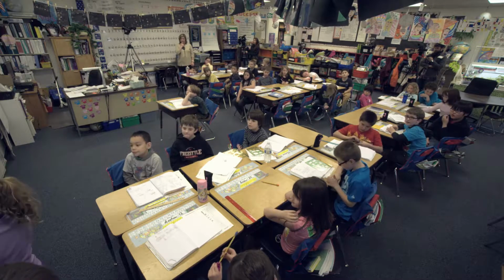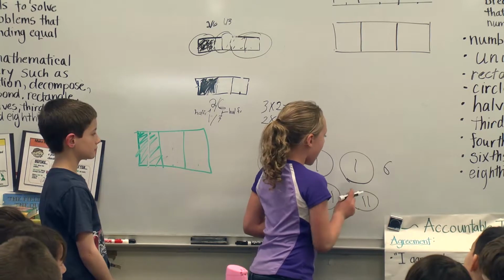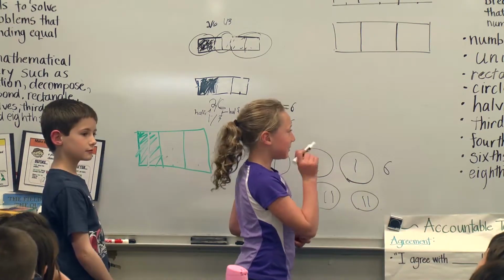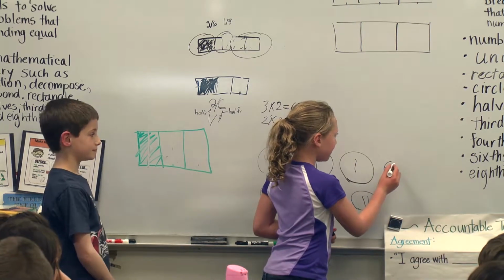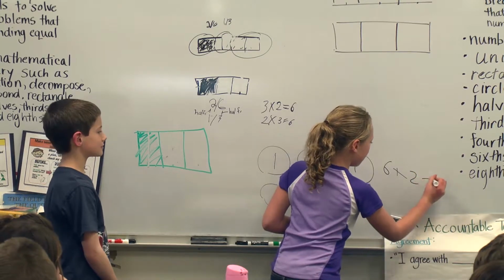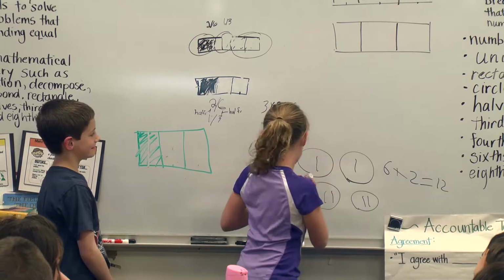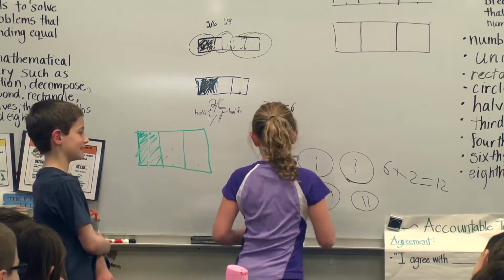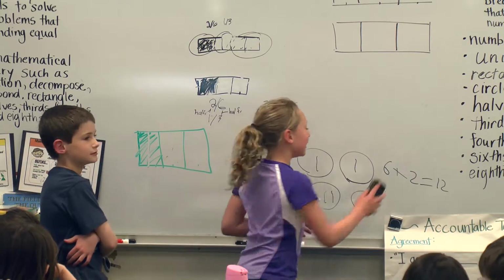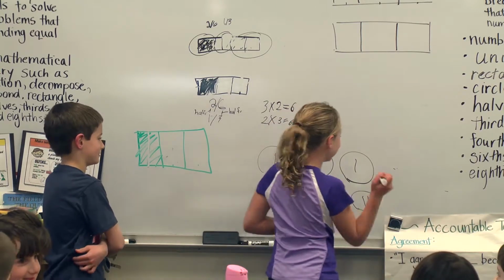So what he was saying was 3 times 2 equals 6, and 6 times 2 equals 12. I think you mean to be doing that at the bottom one. Yeah. Okay. No, I'm really confused. I didn't say anything with 12.